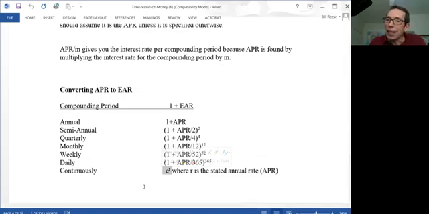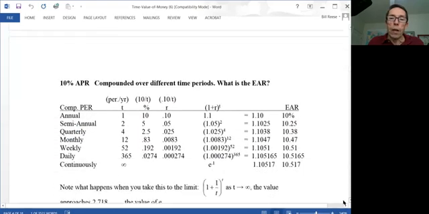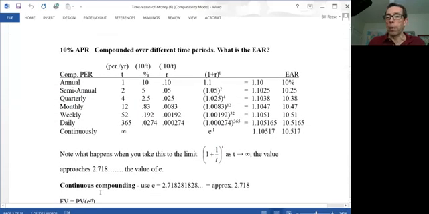Now, the letter E in finance is not a letter, it's a number, okay? And we're going to talk more about this in our next video, when we deal more specifically with continuous compounding. But we're not going to get into continuous compounding as much right now. But let's scroll down just so we can see a little bit more here when we've got our compounding over different time periods.